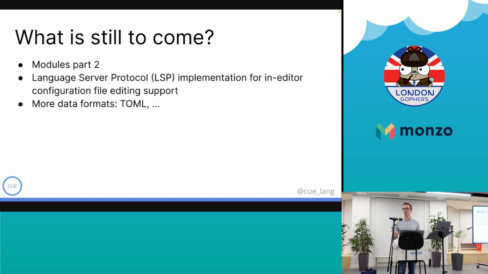We also want to support more data formats. As you saw, we imported and exported JSON. We can also handle YAML, but we want to extend to languages like TOML as well, and indeed any others you might want to. Q also understands how it can import and export between things like JSON schema and actual Go code as well. So please let us know if there are data or schema representations you want us to support.